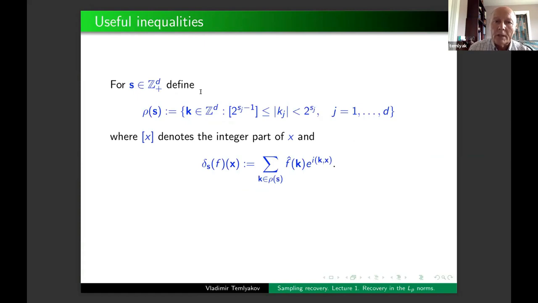So we need dyadic blocks. This is the standard notation for the dyadic block. See, the frequencies in the j-th variable are between 2 to the s_j minus 1 and 2 to the s_j. And that is for all j. So this is like a parallelepiped. The shape is given by the vector s. And this is the corresponding part of the Fourier series of this function f. So this is a dyadic block.